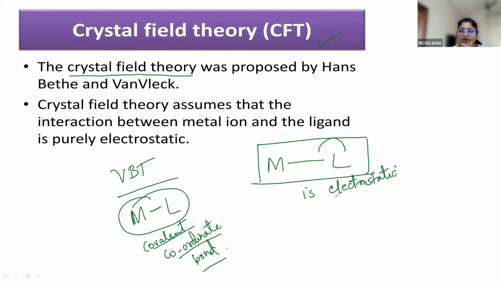Electrostatic attraction is what? One is giving electrons, another is taking electrons. So it is an electrostatic attraction. So in CFT, what do the scientists assume? That the interaction between the metal and ligand is purely electrostatic. In VBT, what was explained? That the metal-ligand interaction is purely a covalent coordinate bond.